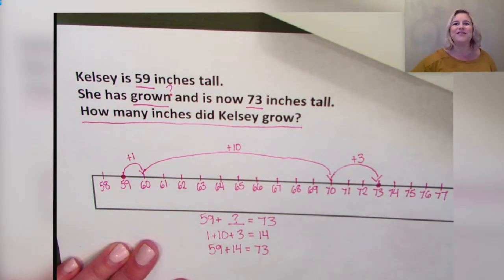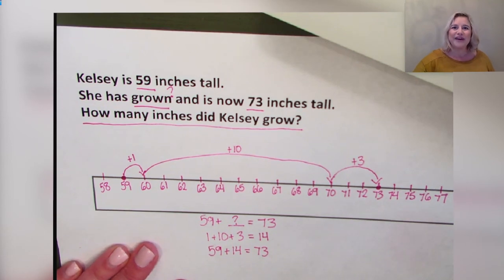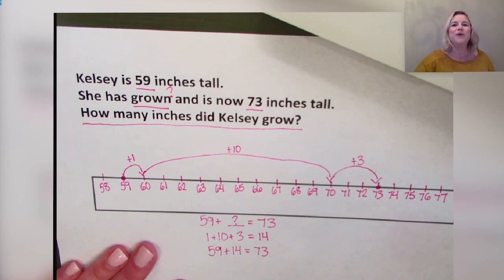You are doing a fantastic job. Can you go ahead and jump up and down 14 times? Go. 1, 2, 3, 4, 5, 6, 7, 8, 9, 10, 11, 12, 13, 14. Whew, that is a lot of jumping, boys and girls. I am so proud of you. You have worked so hard today.